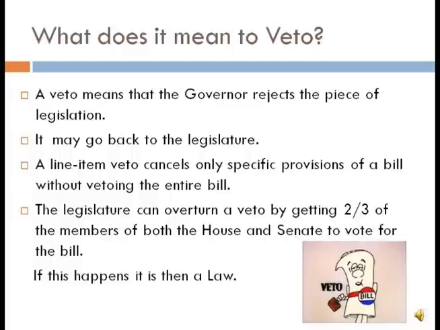What does it mean to veto? A veto means that the governor rejects the piece of legislation. It may go back to the legislature. A line item veto cancels only specific provisions of a bill without vetoing the entire bill. The legislature can overturn a veto by getting 2/3 of the members of both the House and the Senate to vote for the bill. If that happens, it becomes a law.